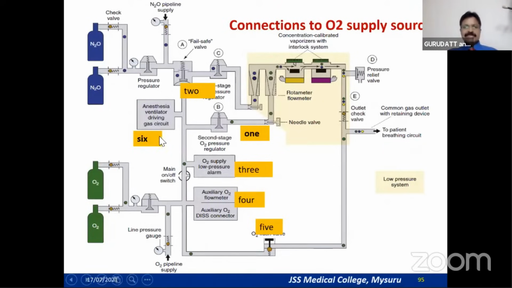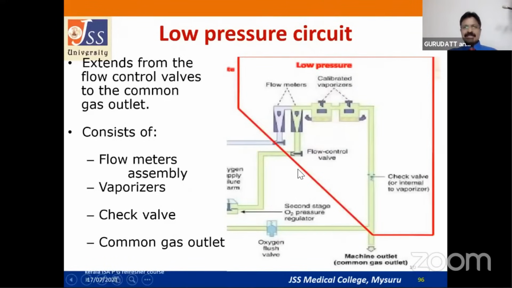So there are 6 connections for the oxygen source in the GE machines, whereas there are 5 connections for the Draeger machines. Because in Draeger machines you have a piston-driven ventilator, you don't require any gas to force the fresh gases to the patient. That is why in Draeger you have 5 connections for the oxygen source. In GE machines you have got 6 connections.